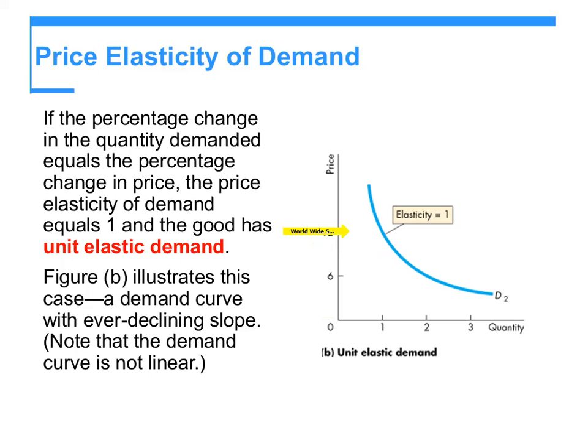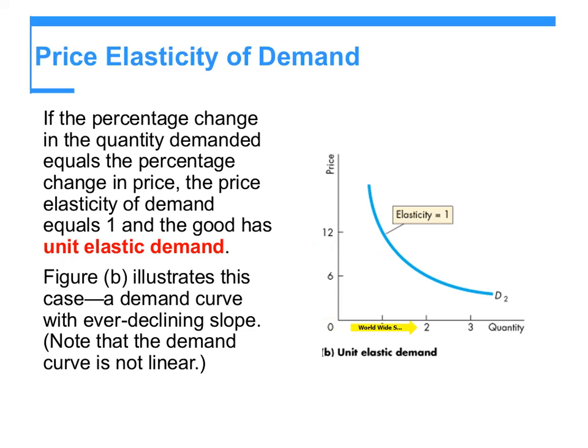And note that the demand curve is not linear. It's not a straight line. It's a curvy line. But this curved line makes it exactly a unit elastic demand. The changes in price and changes in demand, the differences divided by each other, is going to give you a 1. It equals 1. Unit elastic demand.